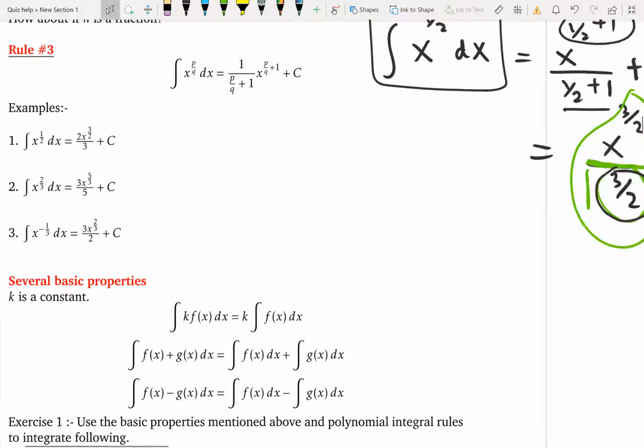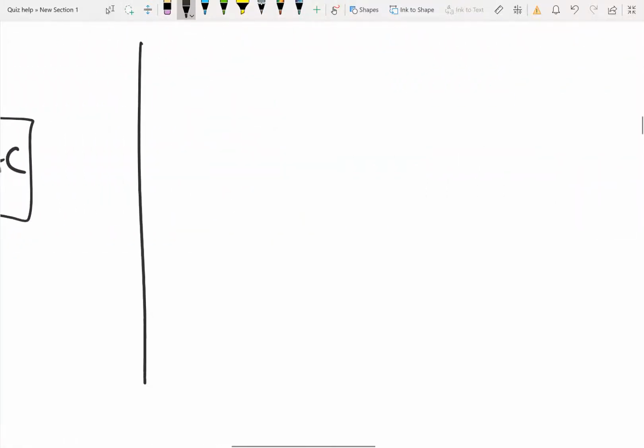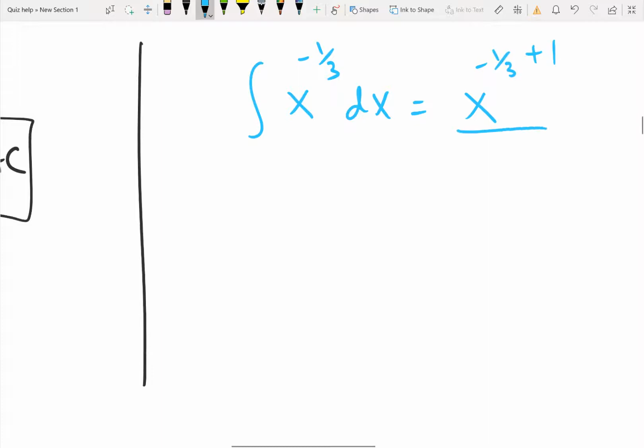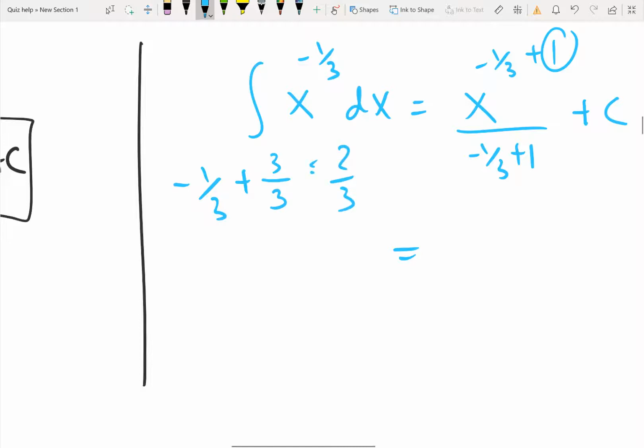All right, so let's do one more example, okay? How about an example where we have a negative number, x to the negative 1 over 3 with respect to x. Now the same rule, be careful: negative 1 over 3 plus 1, divided by negative 1 over 3 plus 1, plus arbitrary constant c. Now negative 1 over 3 plus 1, well, we can multiply this 1 by 3 over 3, right? Okay, that's the common denominator. Common denominator is 3. So actually this is 2 over 3. So here you have x to the 2 over 3, right? Divide by 2 over 3 plus c.